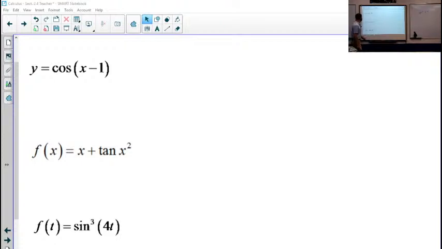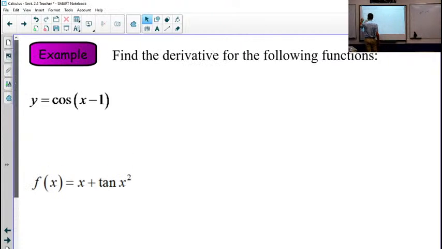All right. Today, what we're going to focus on is applying the chain rule to some trig derivatives, some derivatives involving trig. So let's look at find the derivative for the following function. So we're going to start with y equals cosine of x minus 1.